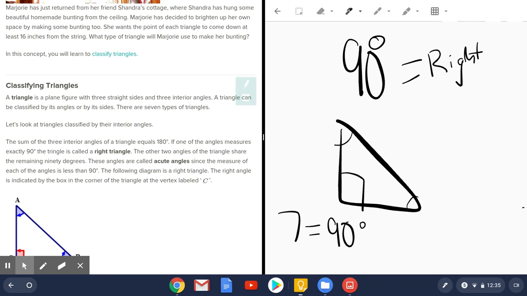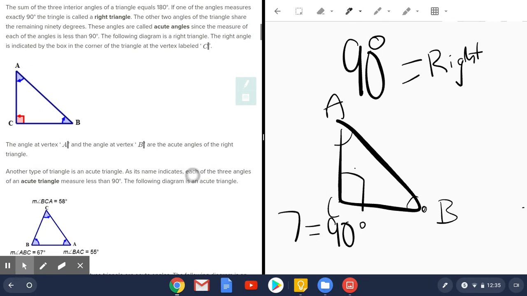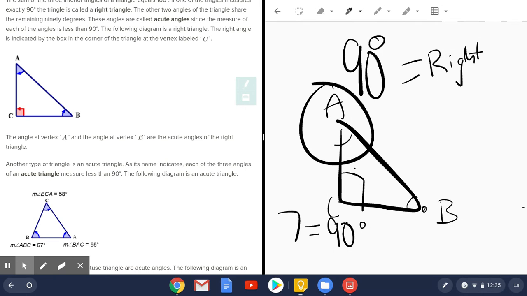The following diagram is a right triangle. The right angle is indicated by the box in the corner at point C. So you see vertex C right here, that point. This box right here represents a right triangle. So we have angle B and angle A right there. The angle at the vertex of A, right here, is acute. The name indicates that each of these angles measures less than 90 degrees. So A and B each measure less than 90 degrees.